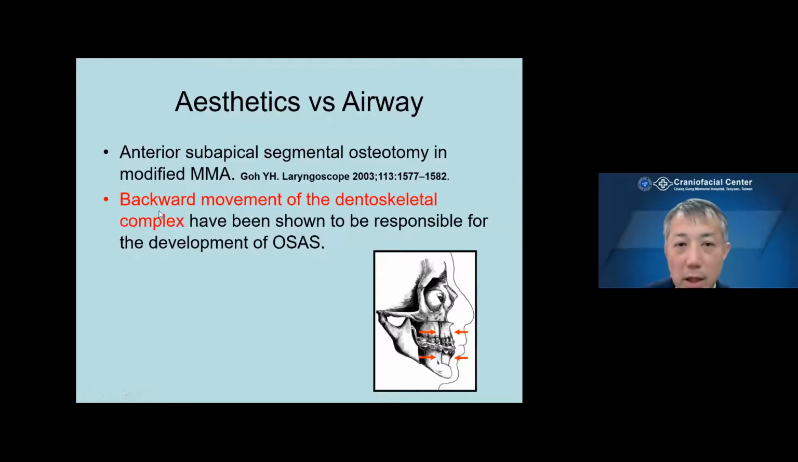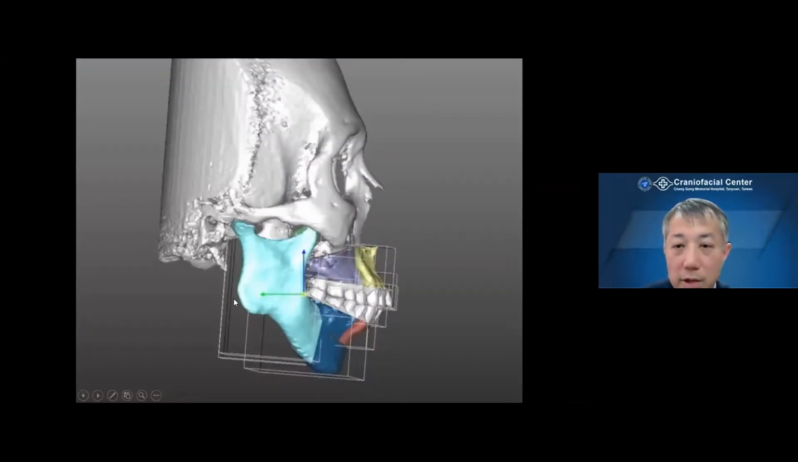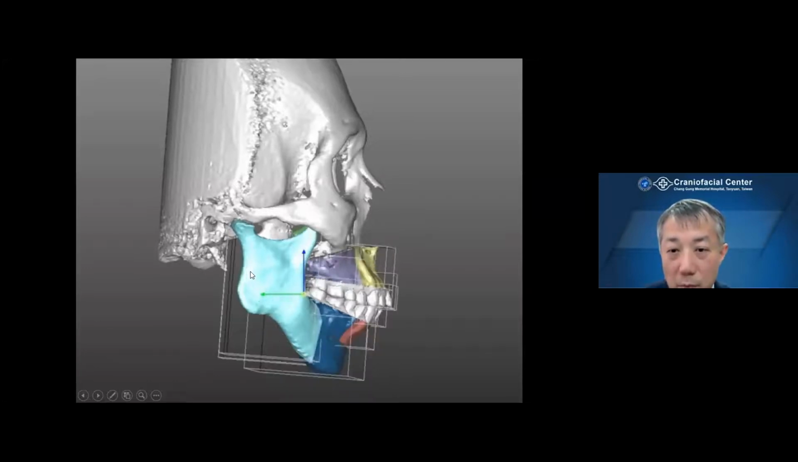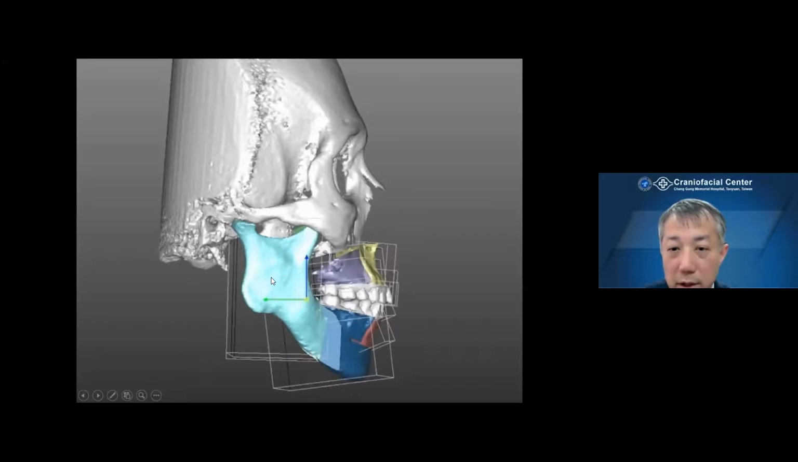However, he suggests some backward movement of the dental skeletal complex over the anterior segment. In our opinion, that may also decrease some part of the oral cavity. That's why we suggest that all the segments should move forward, including the segmented anterior segment.